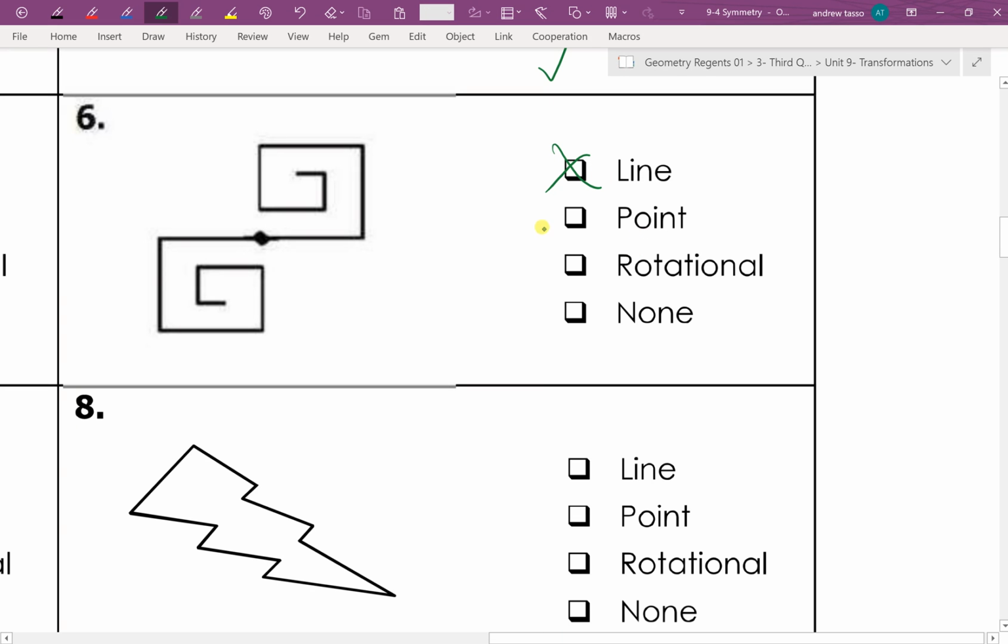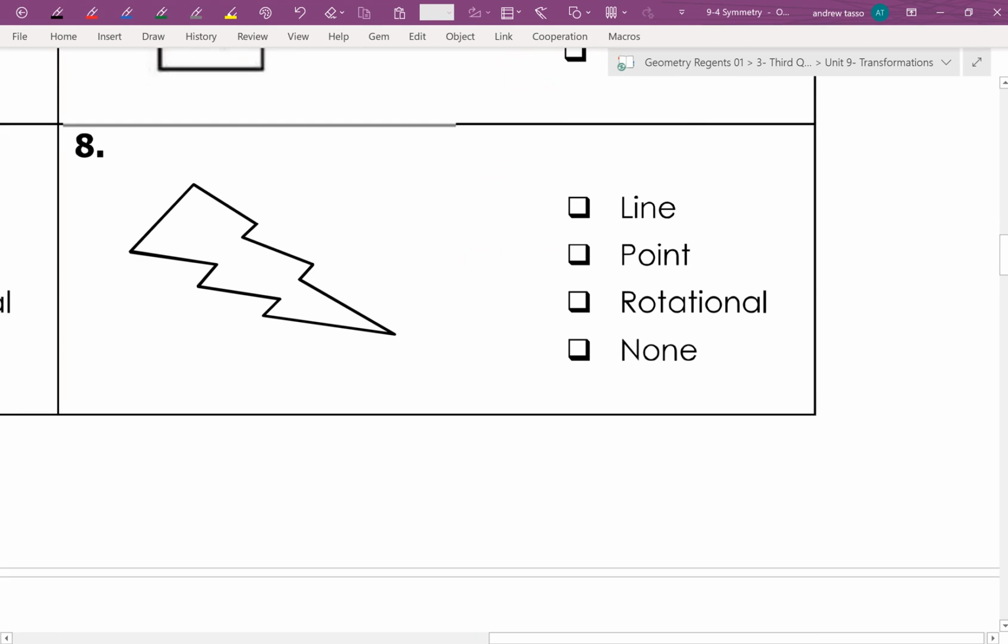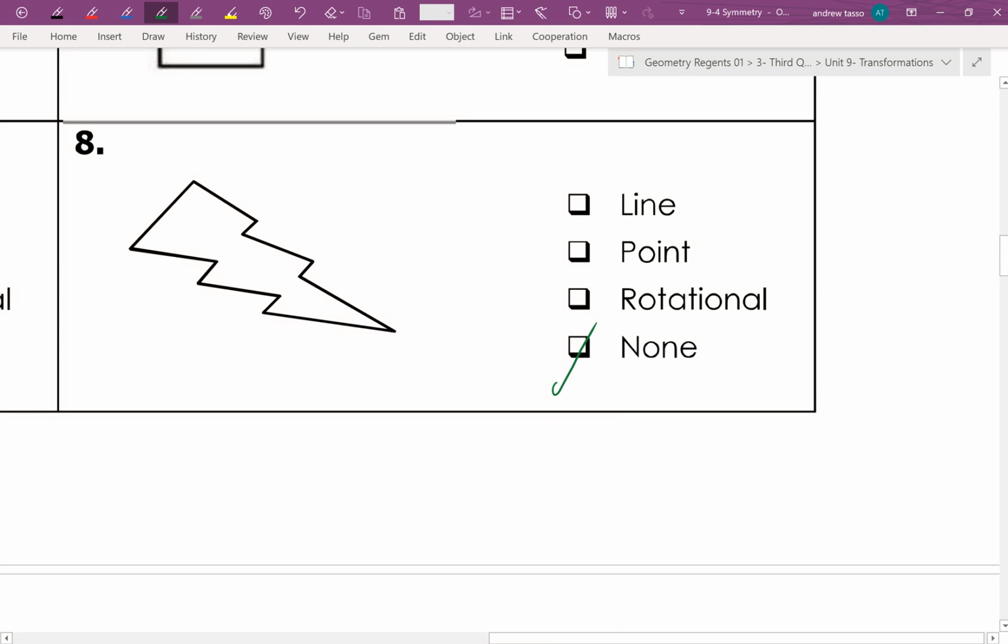Does it look the same upside down? I would say yes. It only has the 2 repeating features, so 180 degrees is the angle for rotational. All right, and this one I think has no symmetry at all.